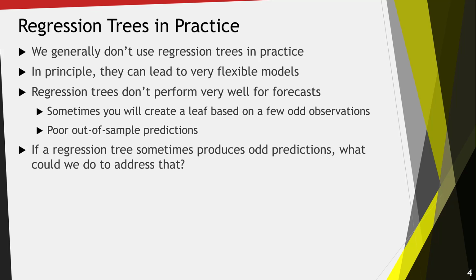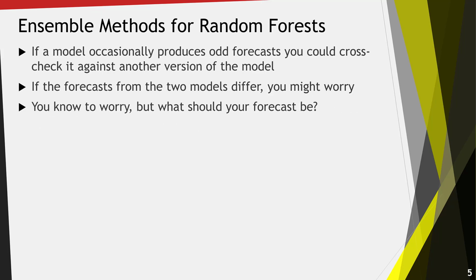But if regression trees sometimes produce odd predictions, what could we do to address that? If you have a model that occasionally produces odd forecasts, you could cross-check its forecasts against another version of the model. If the forecasts for the two models are similar, you might feel comfortable with the forecast, but if the forecasts are different, you might start to worry.